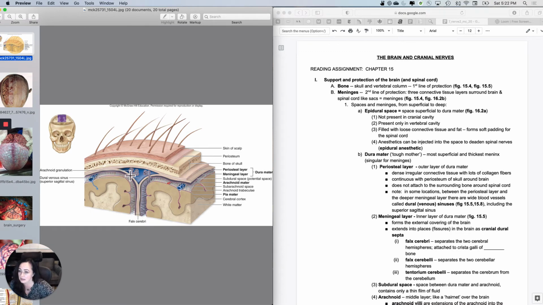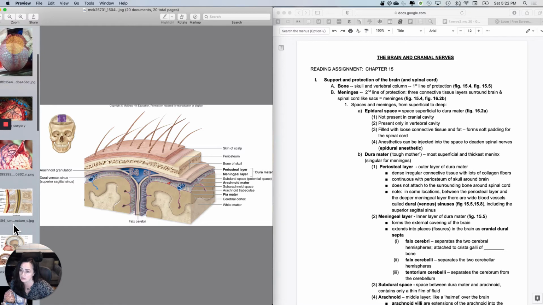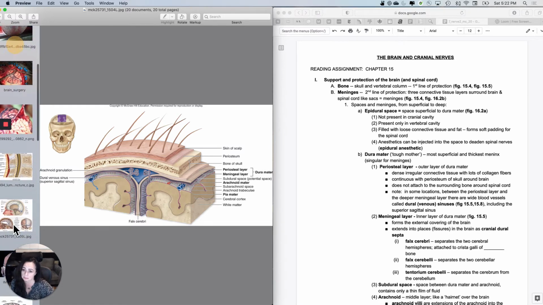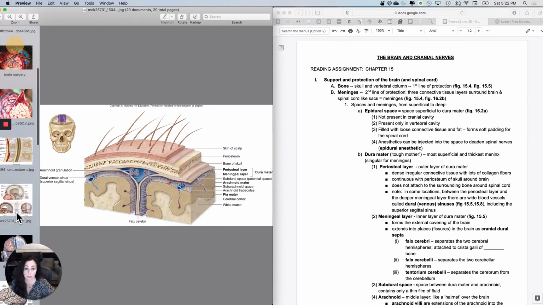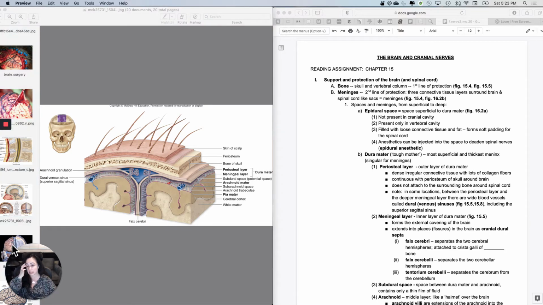And they are, again, right underneath the bone and the periosteum. And they're big veins. Veins take blood back toward the heart. And a sinus is a wide vessel. So they are dural, as in the dura mater, venous, as in a vein, and sinus as in wide. So let's look at them. First off, let me show you this picture of them because I think it's really cool and it kind of shows you.